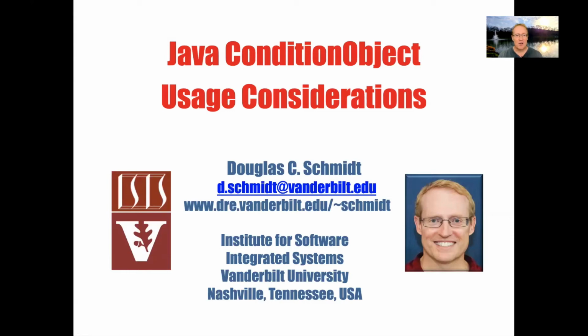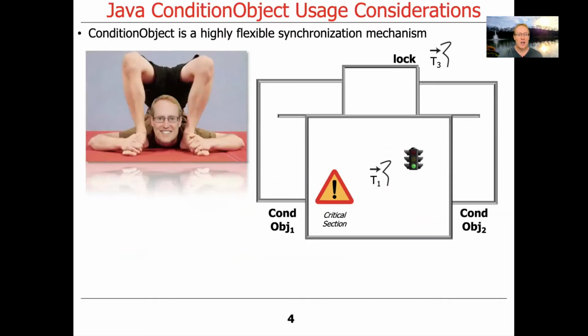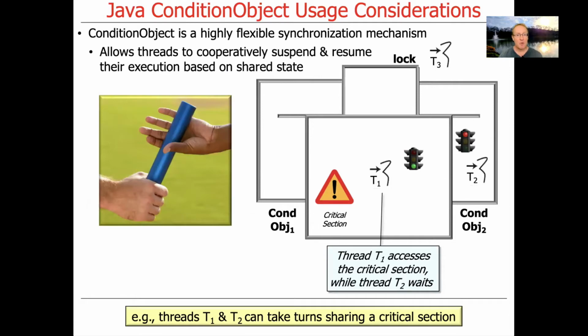So the last thing I'd like to cover today are some usage considerations to keep in mind when you apply Java condition objects in practice. Condition object is a highly flexible synchronization mechanism. You can do lots of interesting things with it. It's very powerful.